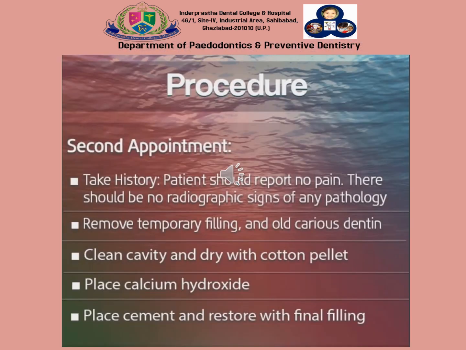On the second appointment, we take the history of the patient, and the patient should report no pain. There should be no radiographic signs of any pathology. Remove the temporary filling and old carious dentin. Clean the cavity and dry with a cotton pellet. Place calcium hydroxide, place cement and restore with filling.